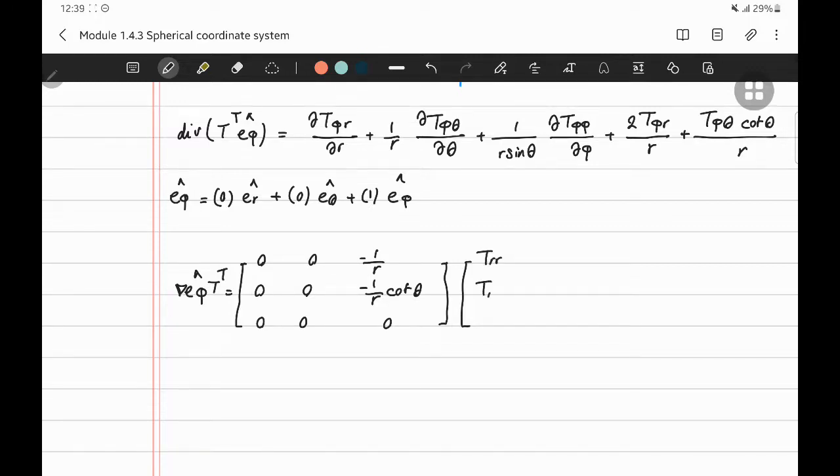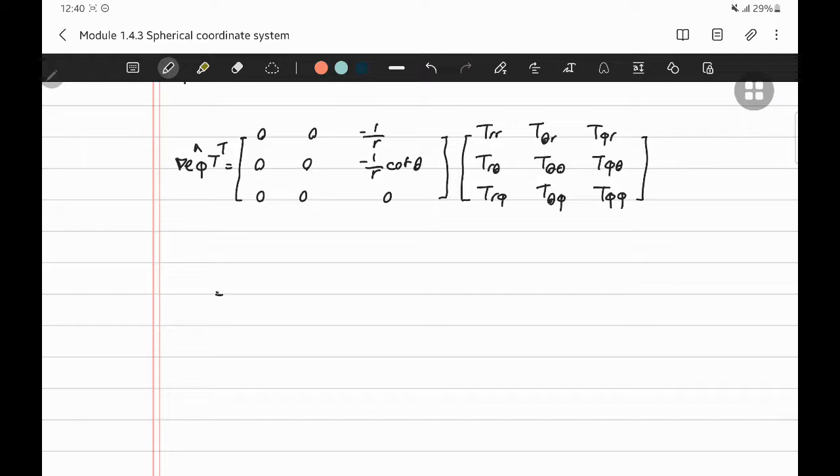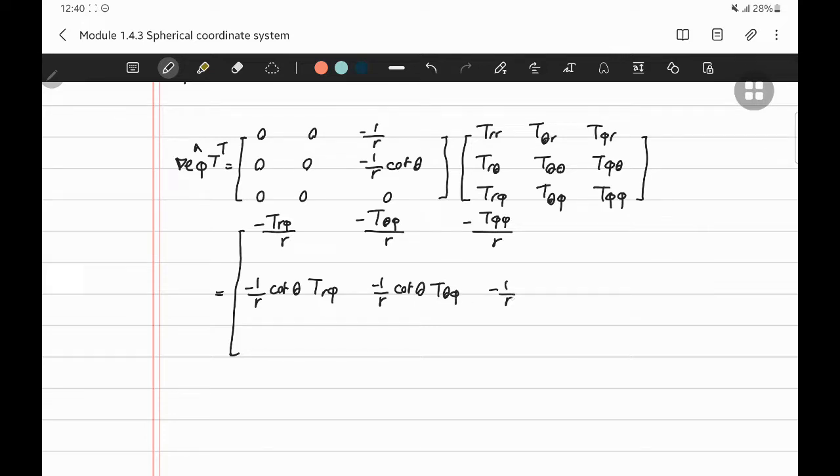T_rr, T_rθ, T_rφ, T_θr, T_θθ, T_θφ, T_φr, T_φθ, T_φφ, which is equal to minus T_rφ divided by r, T_θφ divided by r, minus T_φφ divided by r, minus 1 divided by r cotangent θ T_rφ, minus 1 divided by r cotangent θ T_θφ, minus 1 divided by r cotangent θ T_φφ, and the rest are 0.